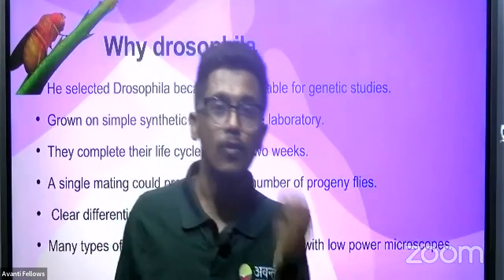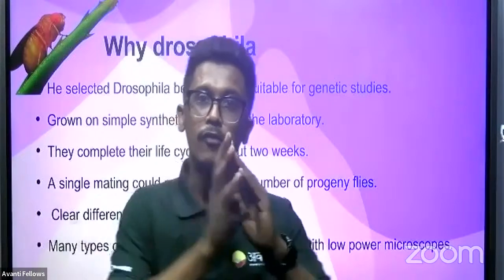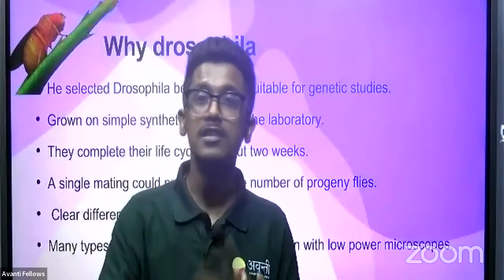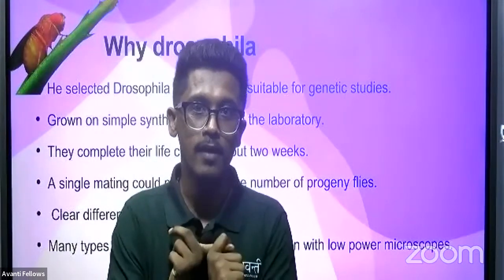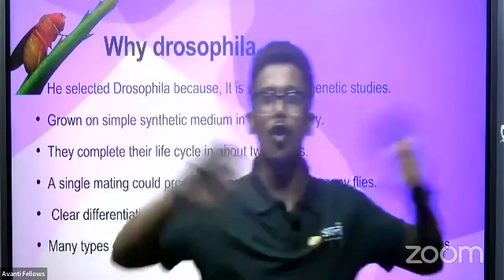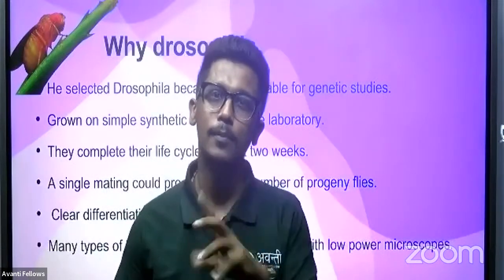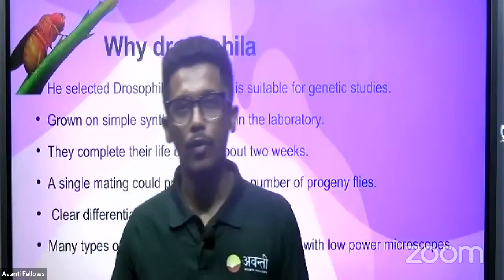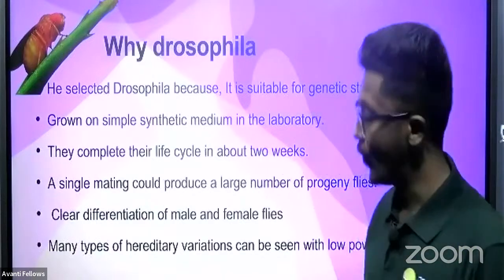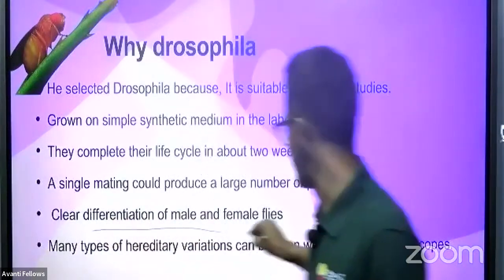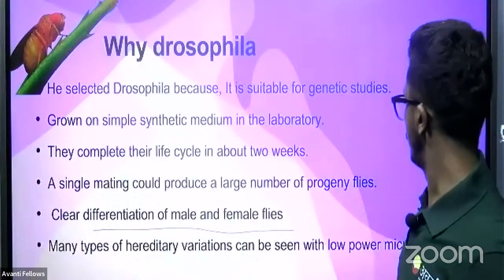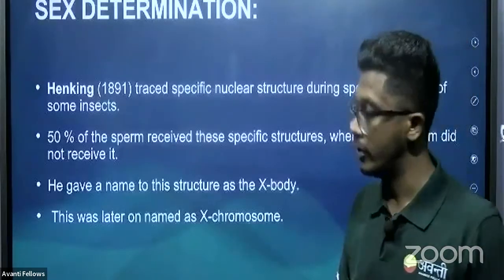Variations are important, right? If the variations are small, can you make a big data set? Can you make very solid data? No. Variations are large, their lifespan is short, they produce a large number of offspring, and they can be grown in a very simple lab setup. They don't need very complicated lab setups. Within a very small lab setup, you can grow as many Drosophila as possible within a short period of time. So that's why Drosophila was chosen. And moreover, the best thing is you can clearly differentiate between a male Drosophila and a female Drosophila.